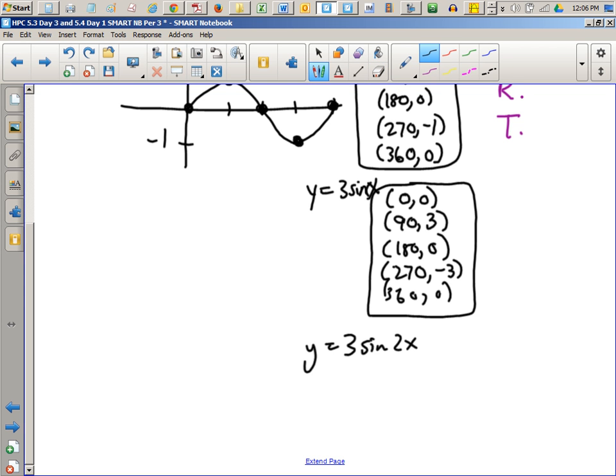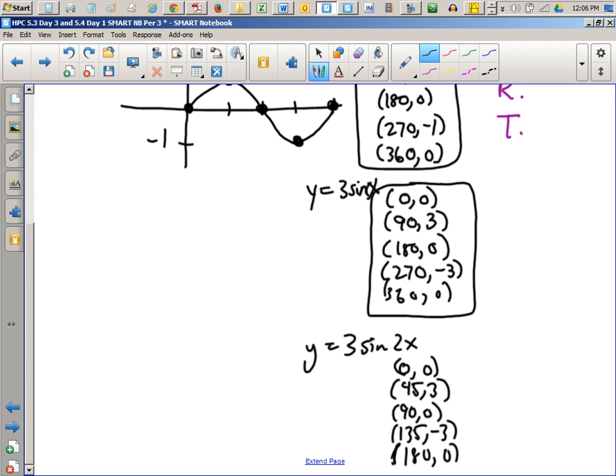Okay? 0, 0 doesn't change. 90, 3 becomes 45, 3. 180, 0 becomes 90, 0. 270, negative 3 becomes 135, negative 3. And 360, 0 becomes 180, 0.